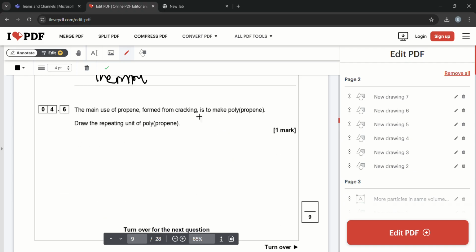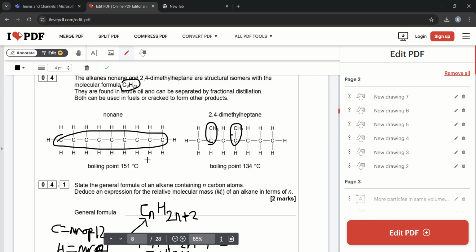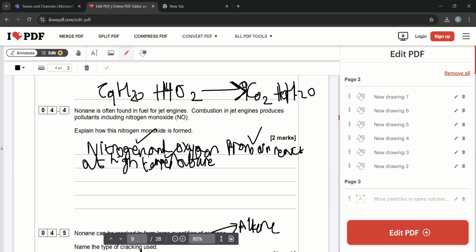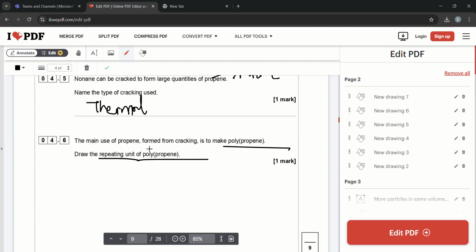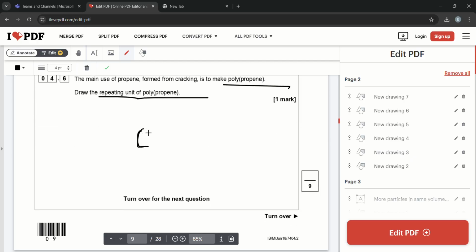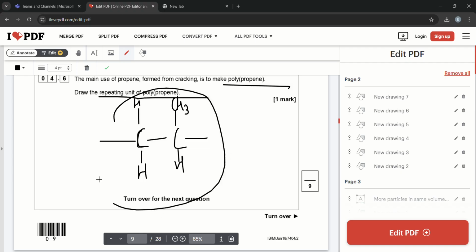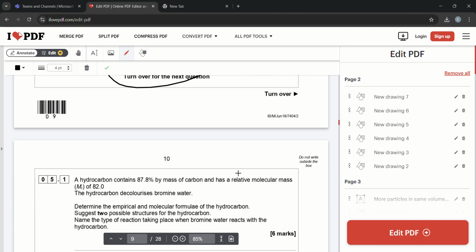Then it says the main use of propene from cracking is to make polypropene. Draw the repeating unit of polypropene. So propene, polypropene, we're going to have single bonds, with those straight ends as well. CH3, H, and that is the repeating unit of polypropene. That's the end of question 4.